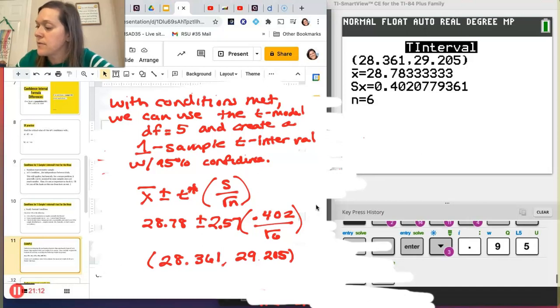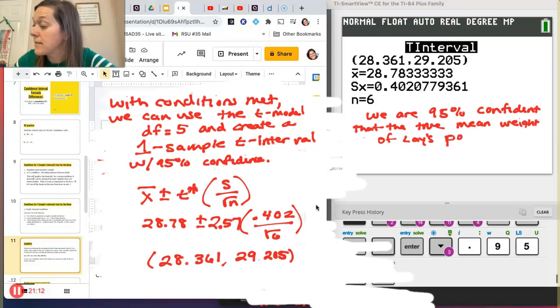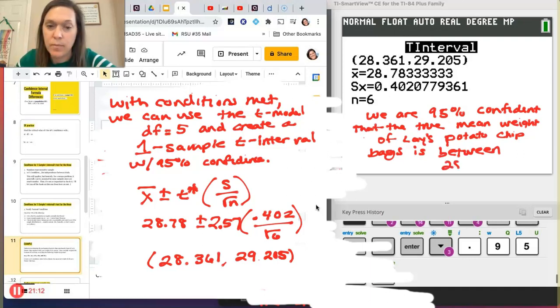So now I just have to conclude in context. We are 95% confident that the true mean weight of Lay's potato chip bags is between 28.361 and 29.205 grams.